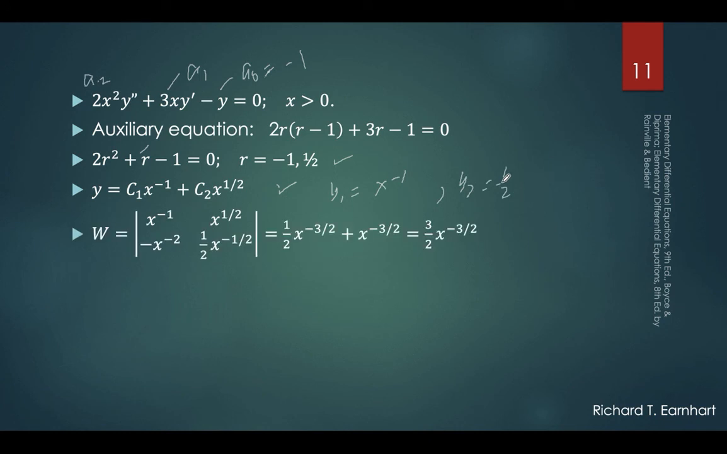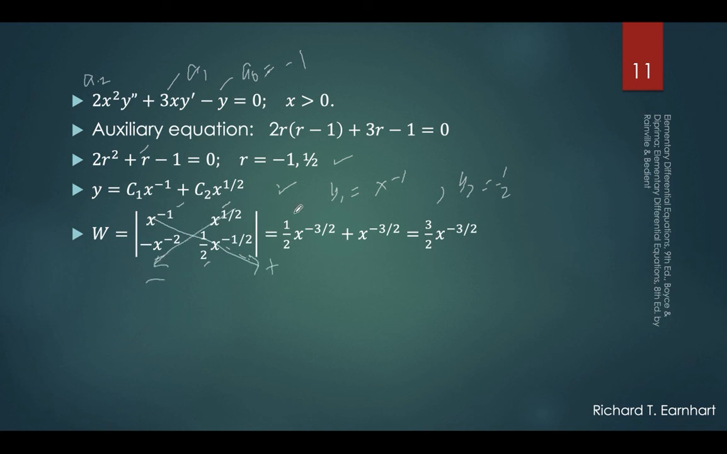Okay, so let's get the Wronskian determinant. So for x to the negative 1/2, we get the first derivative of x raised to negative 1. So bring down negative 1 and then power minus 1. So you get x raised to negative 2. And then derivative of x raised to 1/2 is 1/2 x raised to 1/2 minus 1, or negative 1/2. And then we take the determinant. So positive. This one is negative.